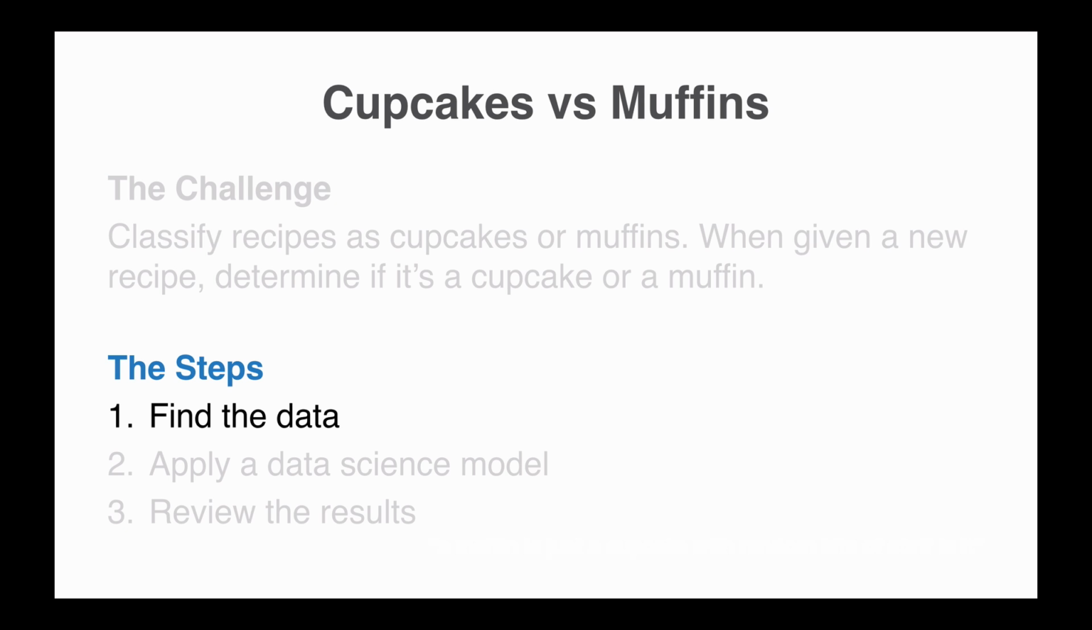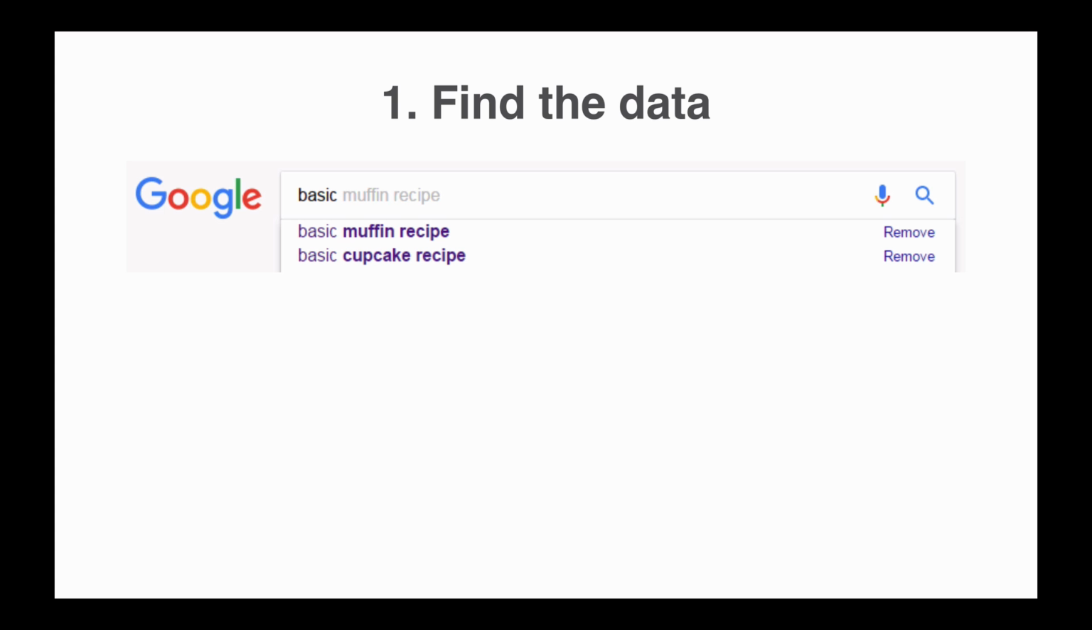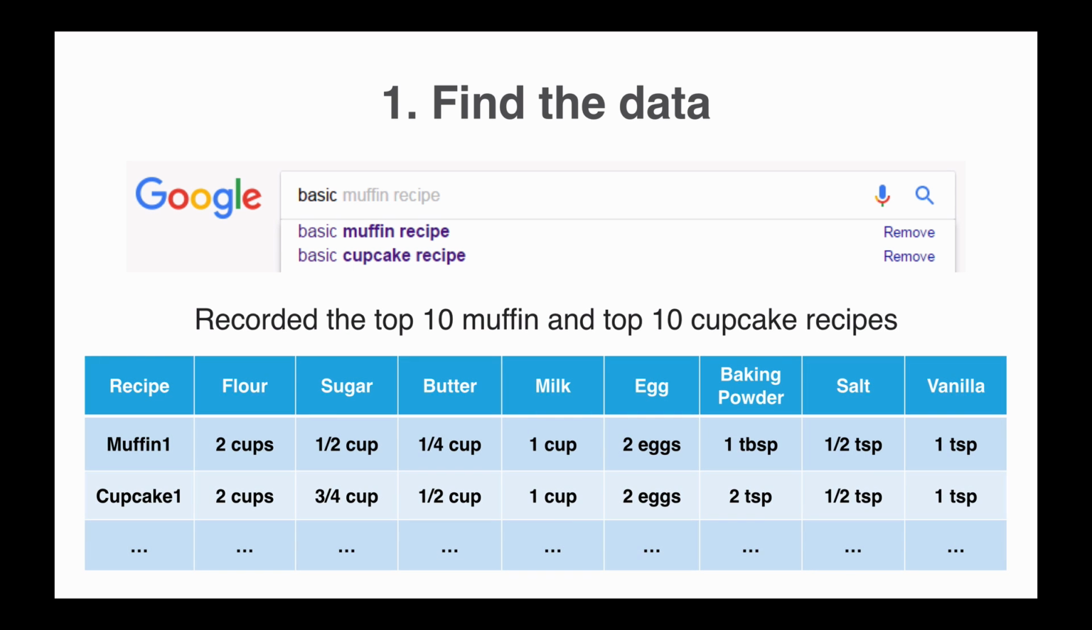So first, let's find that data. The way I did this was I went to Google and I Googled basic muffin recipe and basic cupcake recipe, and I recorded the top 10 muffin and top 10 cupcake recipes. Surprisingly, muffins and cupcakes just have 8 ingredients in them. And also surprisingly, all 20 recipes were different. There were no duplicates in there.